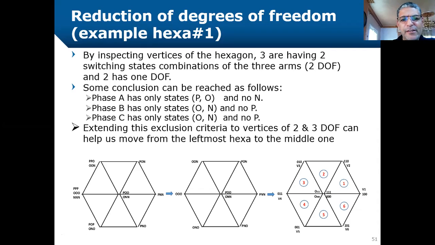For example, phase A has only states B and O. So for phase A, we will give B, which is more positive than O, the symbol 1, wherever B exists in phase A. And for phase A also, O will be given the symbol 0. Look at phase A. Here B for phase A is 1.